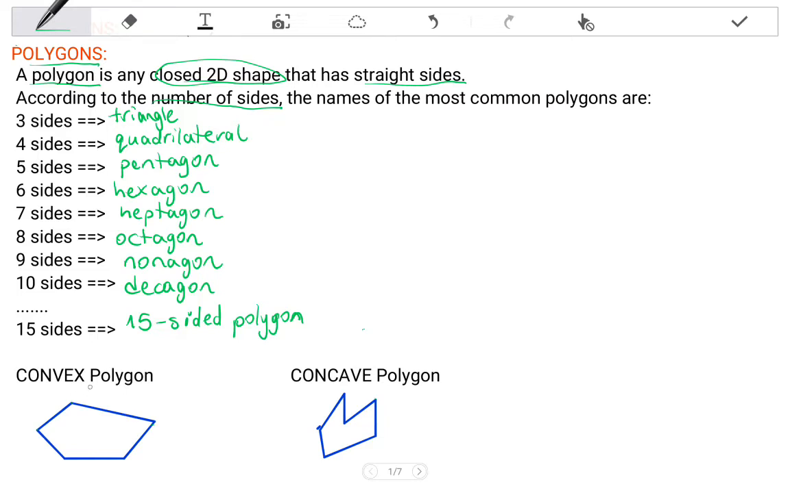So, if a polygon is convex, what does that mean? That means the diagonals of the polygon are within the shape. So, all of the diagonals are inside of this shape, like these. Okay, if a polygon is concave, that means at least one of the diagonals is outside the shape, like that one.